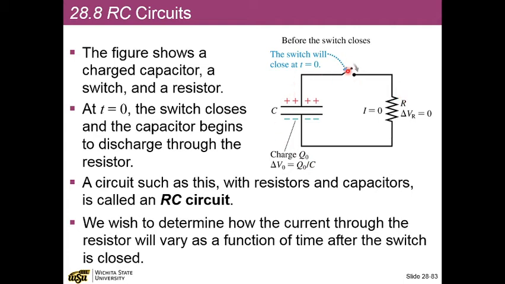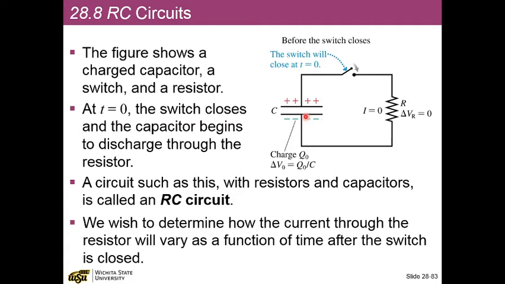The switch is not on at this point. A circuit like this is called an RC circuit: R for resistor, C for capacitor. Now, what happens when we close that switch? When we close the switch, the positive charge from the capacitor will move through the resistor and come to the negative plate to compensate the negative charge density in the negative plate.